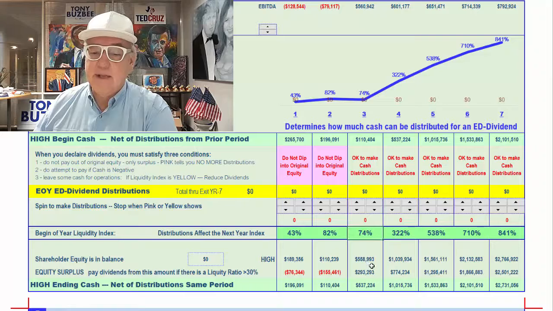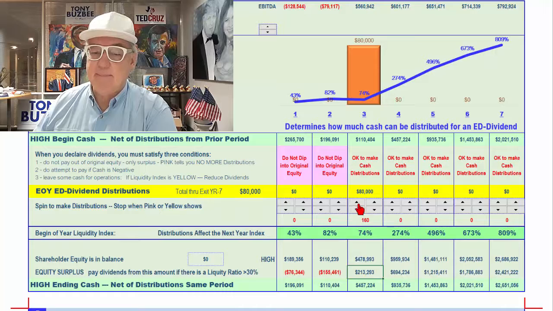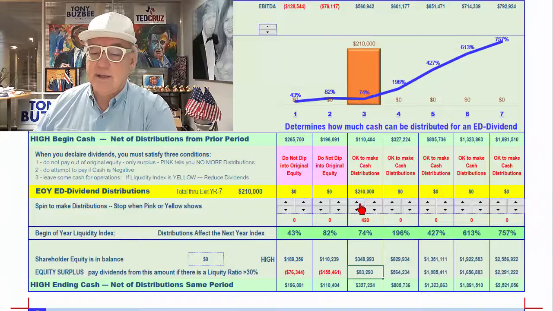So we got a liquidity index. It's okay. So let's just put in some numbers here. Now you see we got a little graph showing you. And I'm still looking down here to see what happens. And we're still okay. See, we still got plenty of cash. So you might be able to go.